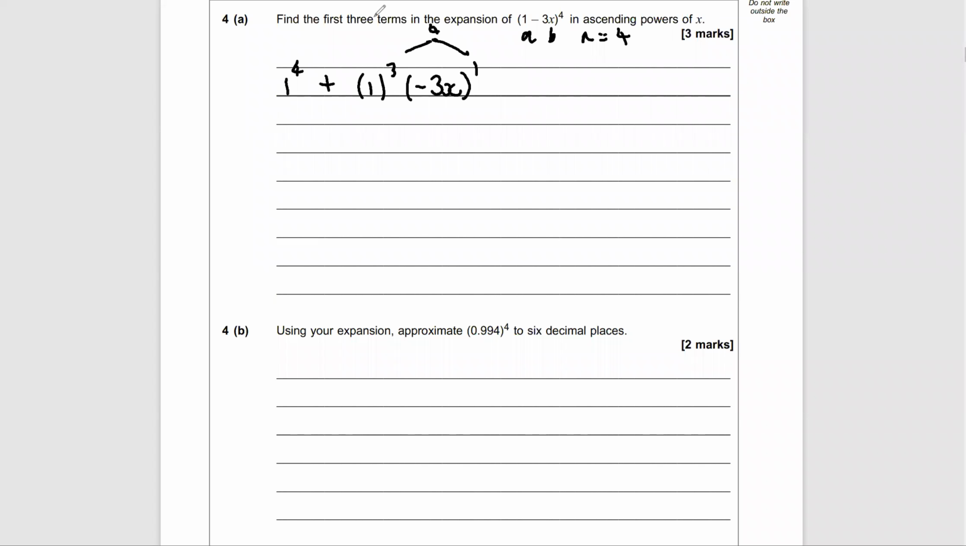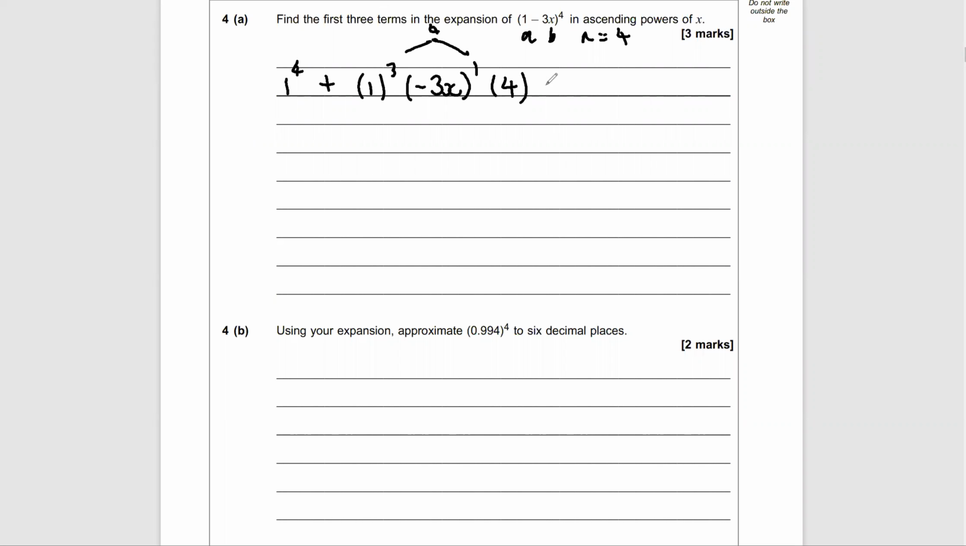And then we can use our nCr button. So this is the first term. In this case, n again is 4, and then r would be 1. So 4C1 in this case is simply going to be 4. So we're multiplying everything by 4. So that is the second term.